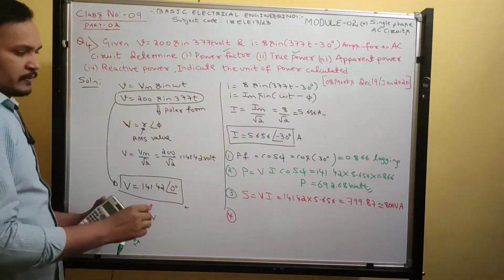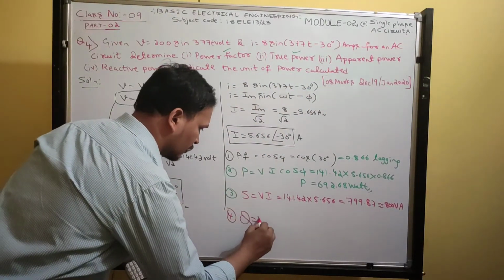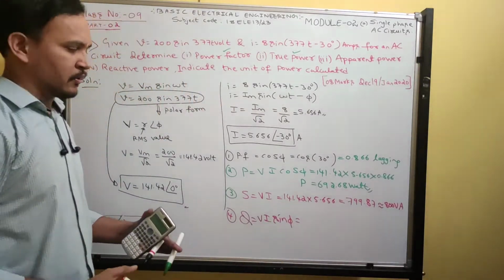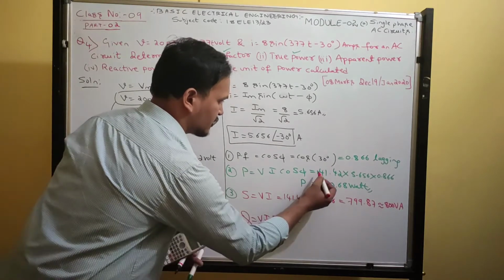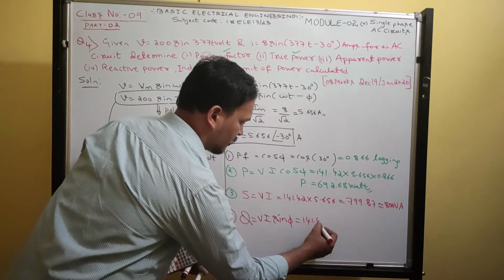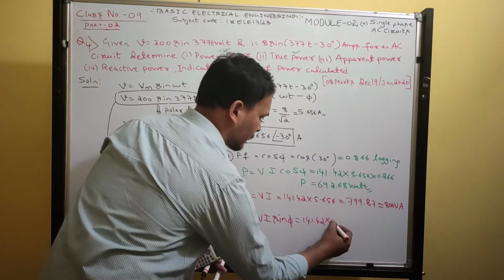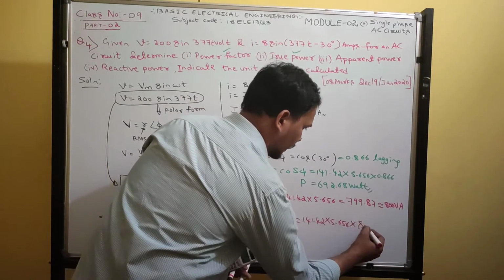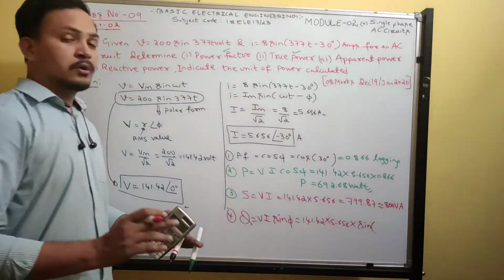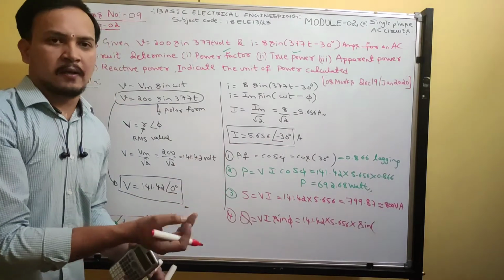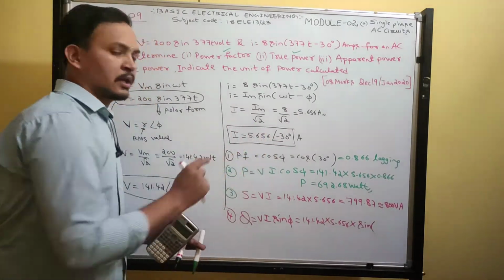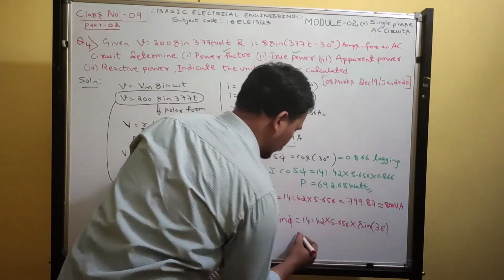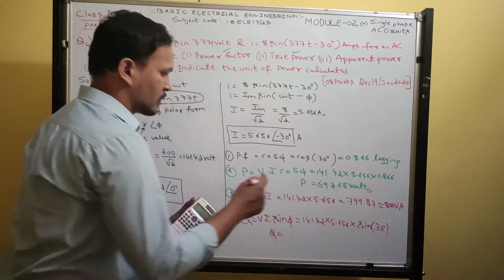Next, the fourth one. They asked for reactive power. Reactive power is denoted by Q. What is the formula for reactive power? VI sin phi. Very good. Then what is the voltage? 141.42 into what is the current? 5.656 into sin phi. For sine, you write the phi value, so don't write minus 30 or plus 30. You write the phi value without considering the sign. What is the phi value? 30 degrees.